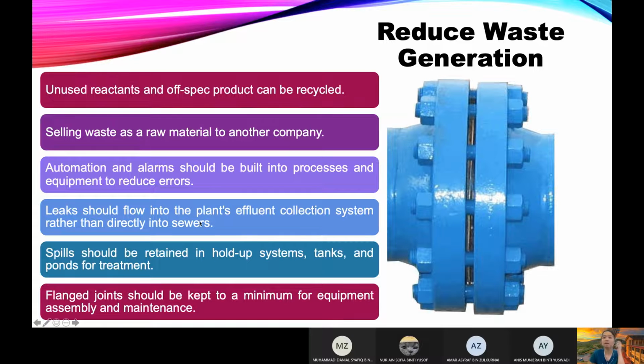Then what about leaks? So you know, right, just like we talk about leaking from the piping system, from the seals, so on. So you can actually make sure that the leaks are flown into the plant's effluent collection system rather than directly into sewers. So you have a special collection system. You build a system where all this leakage will go to the effluent collection system. Okay, so meaning then the treatment of it will be easier in comparison kalau you let it go into the sewers.